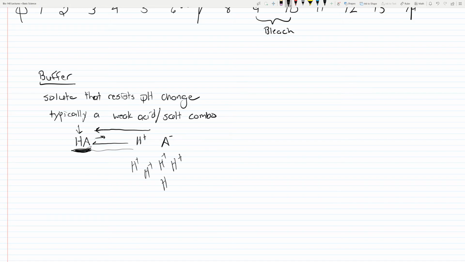So what a buffer does is it reduces pH changes. Not prevents, that's a bad word, it reduces pH changes. Say I have a solution that has a pH of 8, it's never going to be 7, that's pure water. So I have a pH of 8 with a buffer, and then I have a pH of 8 with no buffer.